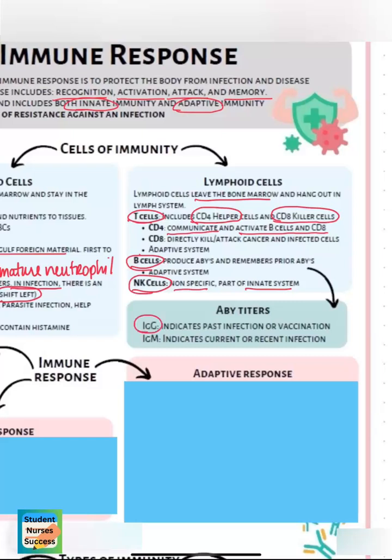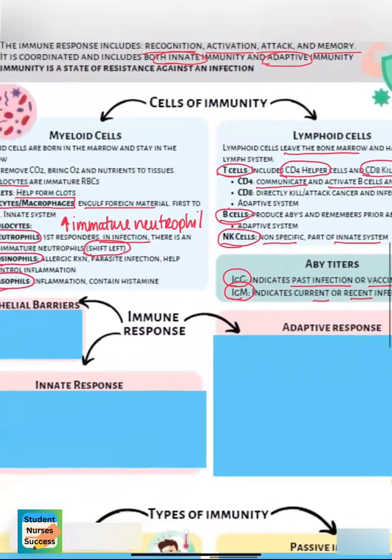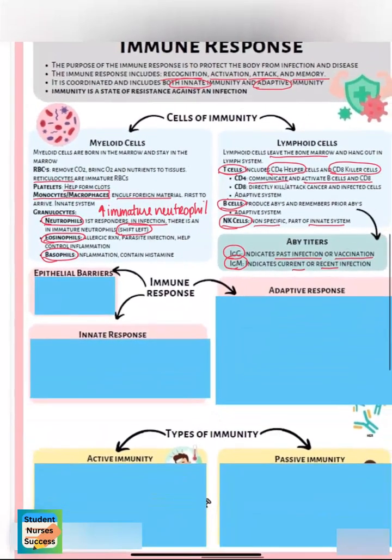IgG will increase if there has been a past infection and you have antibodies for that disease, or if you've been vaccinated for that disease and have made antibodies. IgM will be increased, indicating a current or a recent infection. So if you want to check to see if you have immunity to something, you want to check your IgG titers. Now let's talk about the immune response.